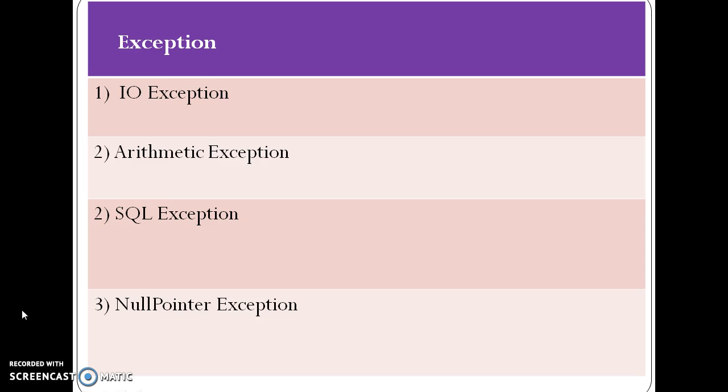Let's see the list of exceptions. We can see IO exception, arithmetic exception, SQL exception, and null pointer exception. These exceptions include both checked and unchecked. If we take IO and SQL, those are checked exceptions. Arithmetic exception and null pointer exception, those are unchecked exceptions.